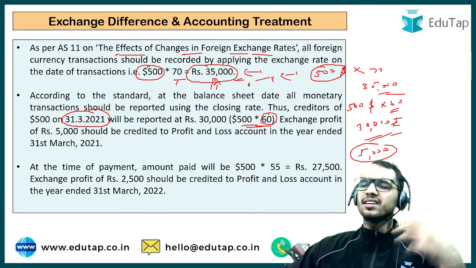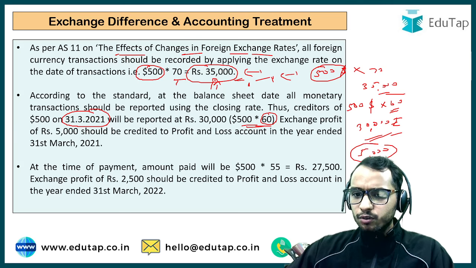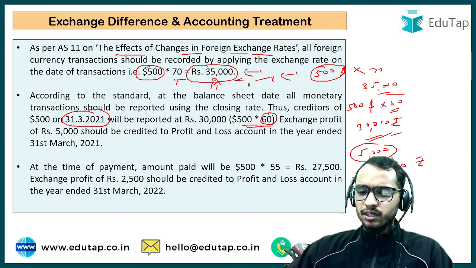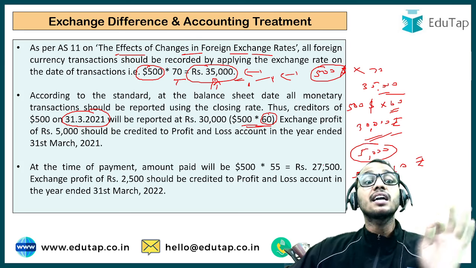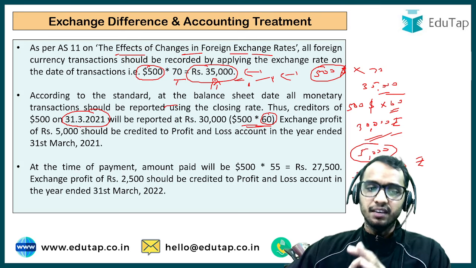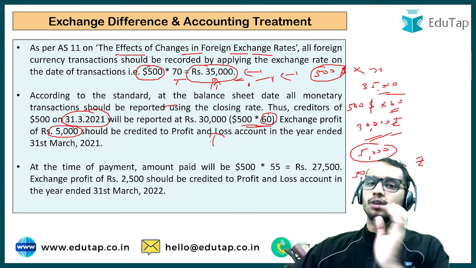Oh, you can also calculate this in a shortcut. How? I'll tell you how. $500 was there and 10 rupees profit is there, so that will be 5,000. In shortcut you can calculate your profit at 31st March 2021 as rupees 5,000. So 5,000 you are going to recognize in your profit and loss account. You are going to credit this.